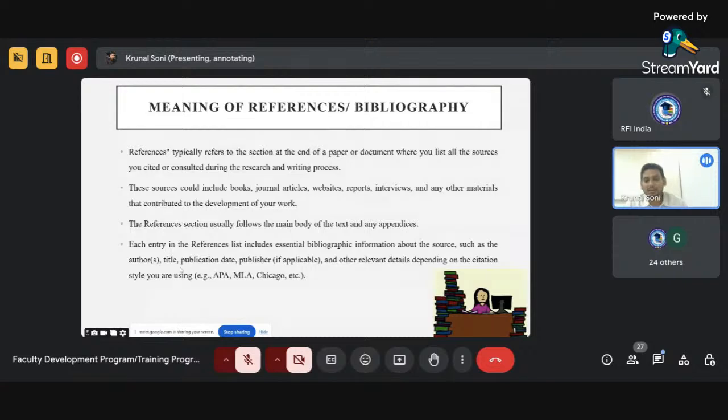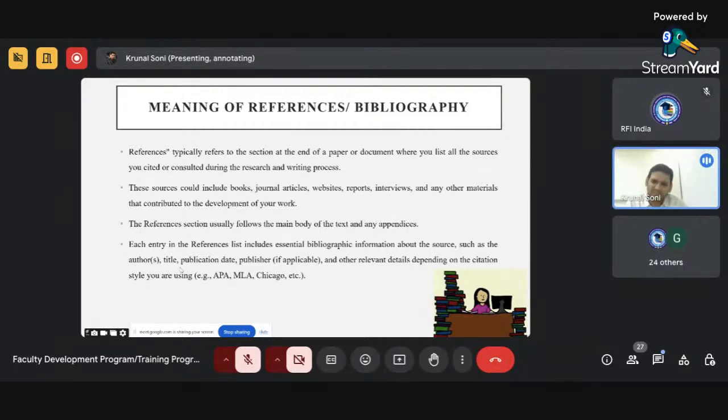That is the meaning of referencing and bibliography. And the sources through which a person can refer, as a bibliography and references, are books, journal articles, and various websites you can go for.